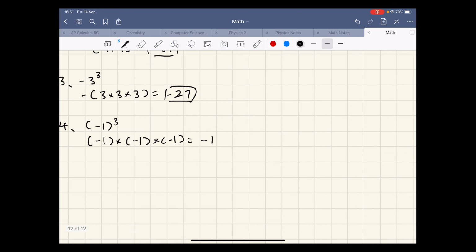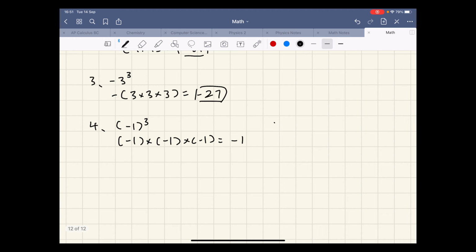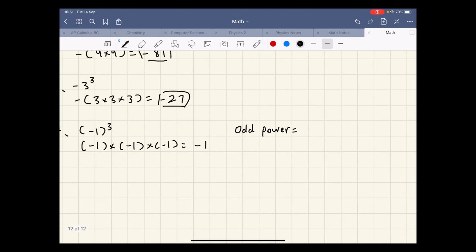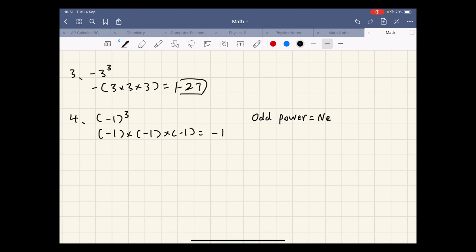So notice here that a negative number raised to an odd power will be negative. A negative number raised to an even power will be positive. So if a negative number like negative 1 is raised to the odd power, 3 is an odd number, the answer is going to be negative 1.